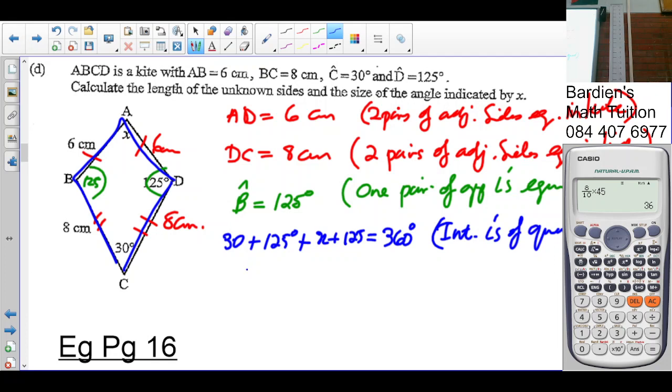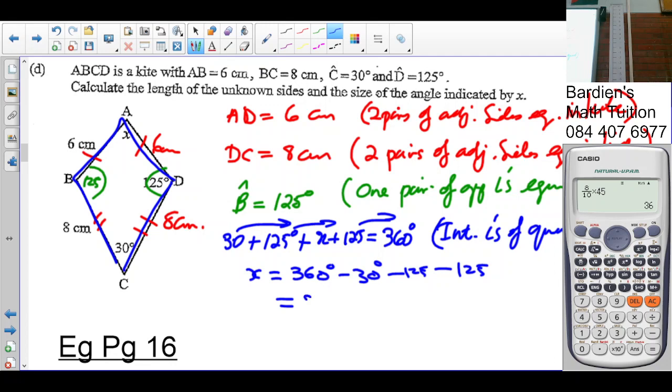So, we now say x is equal to 360 degrees minus 30 degrees minus 125 minus 125. 125 and 125 is 250. It's 280. Which gives me an angle of 80 degrees, I think. Let's check. This 360 minus 250. Is it 80? You sure?